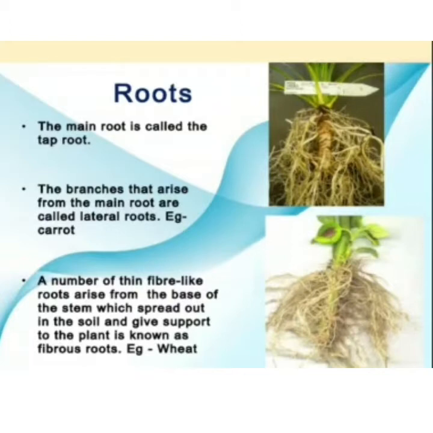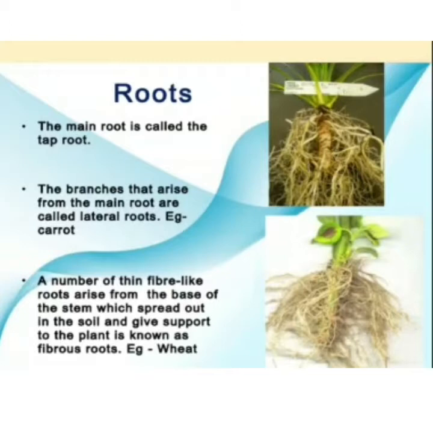Tap root means the main root. The main root is called our tap root, and the branches which arise sideways from the main root are known as our lateral roots. We can take the example of carrot also. You have seen the carrot. Carrot is in the form of the main part of the root, and the lateral roots are coming out from that part. And a number of thin fiber-like roots arise from the base of the stem also, which spread out in the soil and give support to the plant. That is known as our fibrous root.